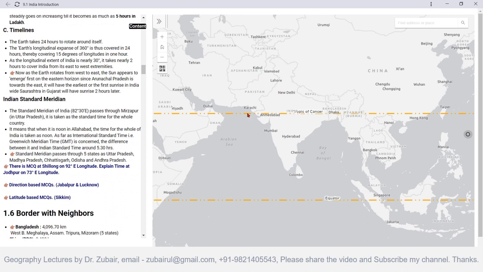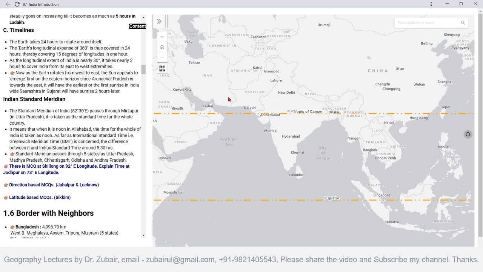On the other hand, if you see the longitudinal extension from west to east, you will find that there is an extent of 30 degrees longitude, and the total longitude of the earth is 360 degrees, covered in 24 hours. So 15 degrees longitude means 1 hour. 360 degrees longitude divided by 24 is equal to 15, which means 1 hour per 15 degrees. So there are 30 degrees longitude. It means there is a 2 hour difference.